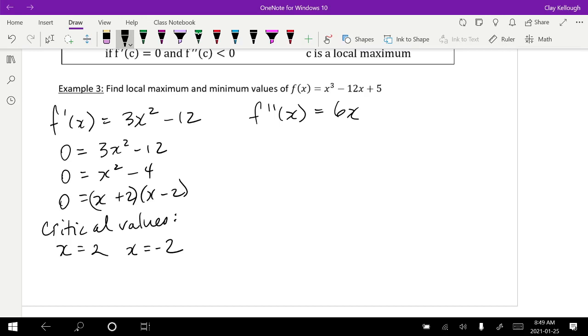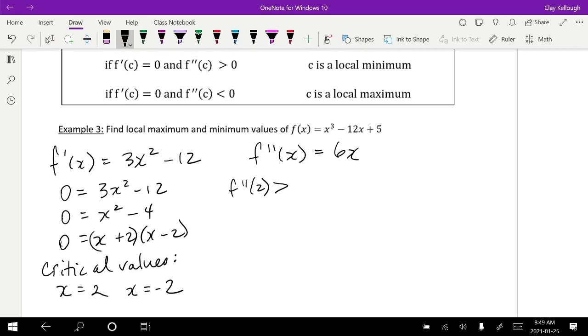So let's find out the two things. What is f double prime of, let's start with the 2. Well, if you put a 2 in for 6x, you get positive, right? Okay, so that means, look at the rule. If the second derivative at the point that made the first derivative 0 is positive, that's a local minimum, and I'd go back and figure out what f of 2 is. Turns out that f of 2 is negative 11, so my local minimum is at 2, negative 11.